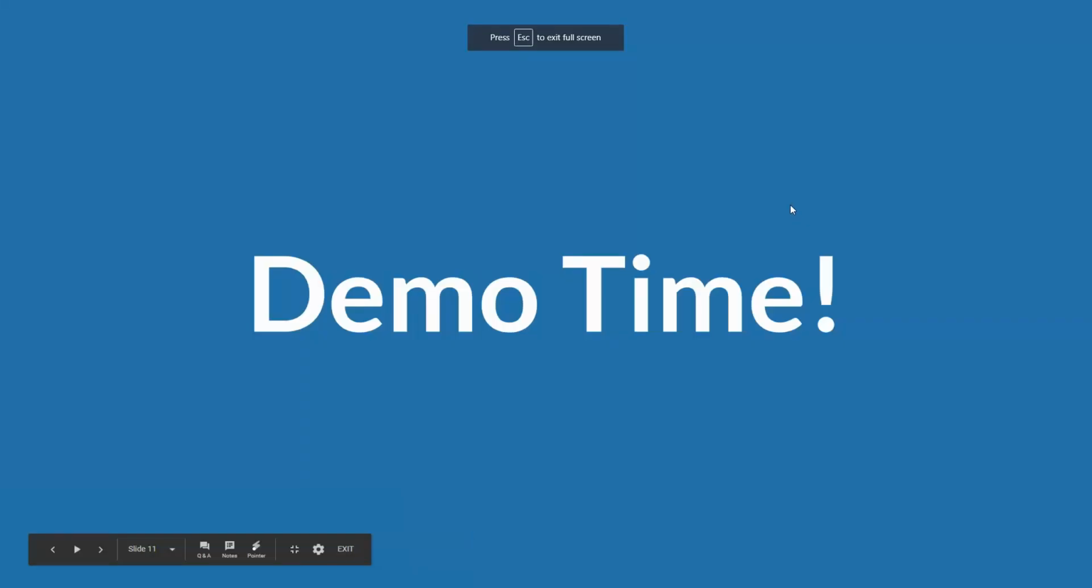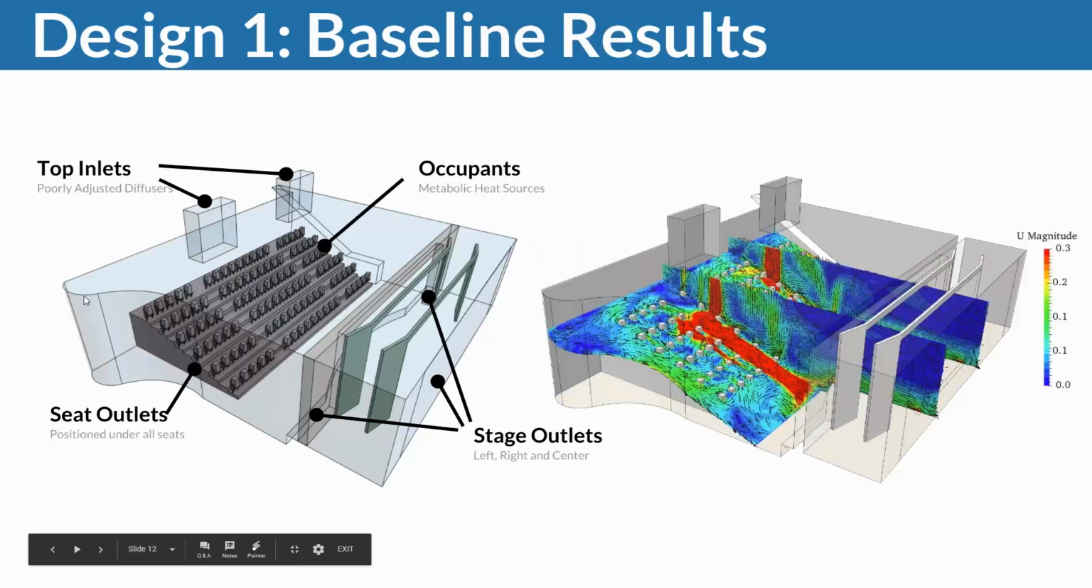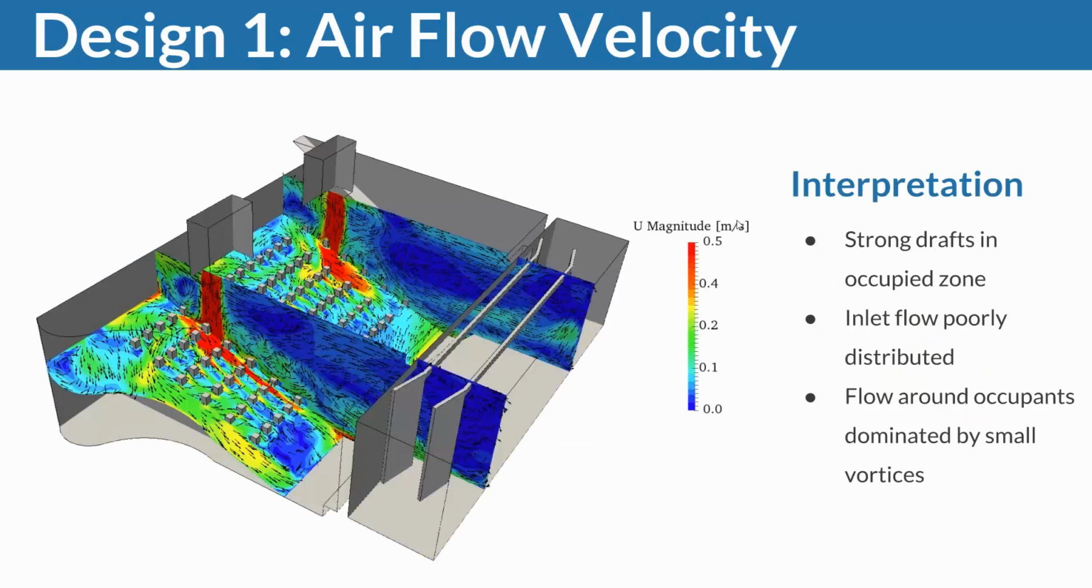Let's go back to the presentation. Take a look. Again, this is what we've specified. You've seen the top inlets, and we brought the used air out at the bottom, with some heat sources and some stage outlets. And on the right, we can see a visualization of the velocity field. Let's dive into more details.